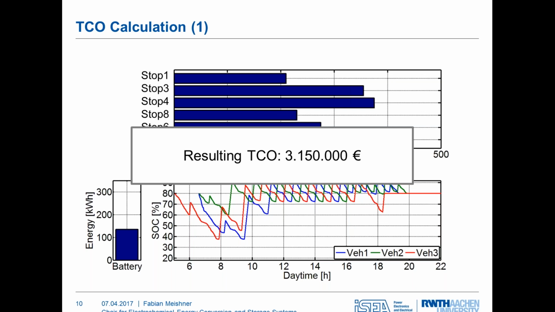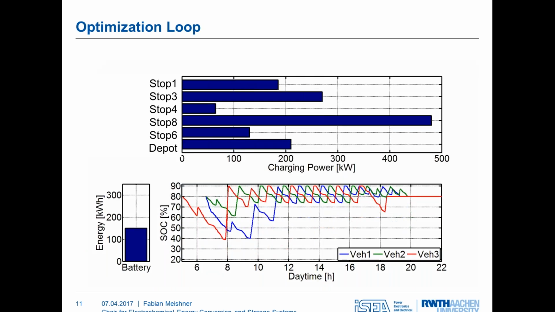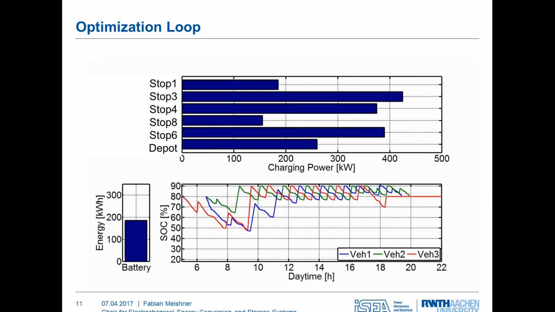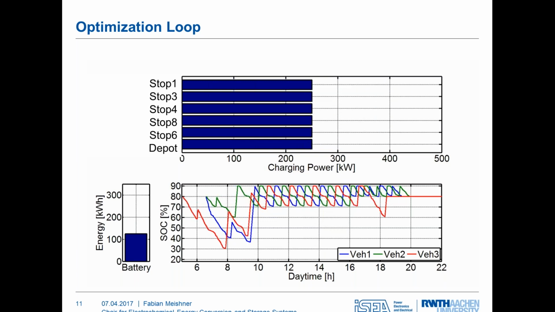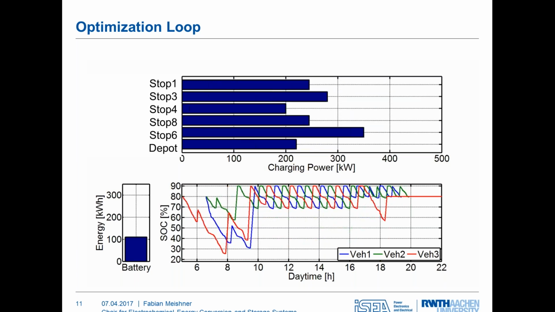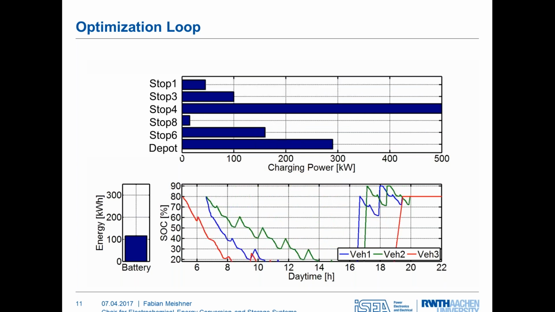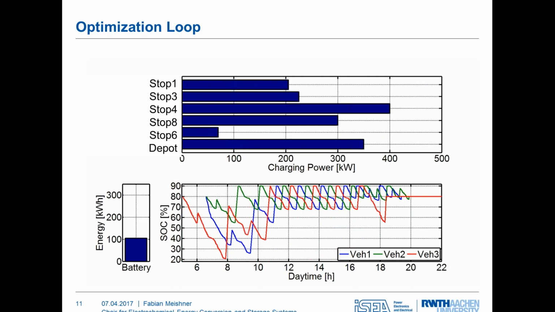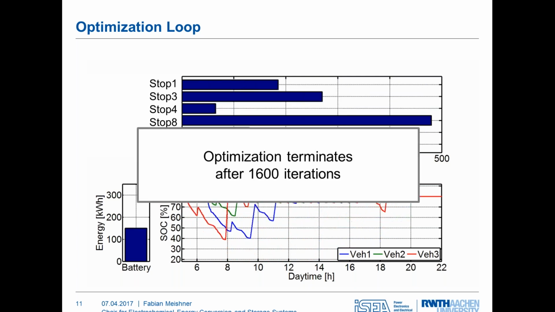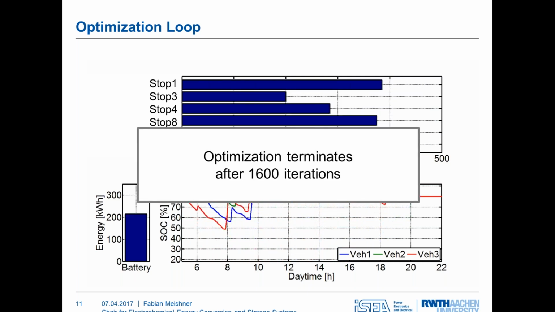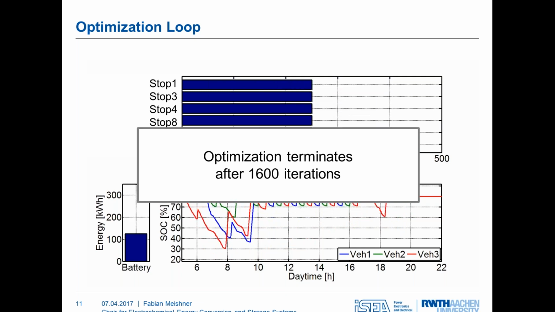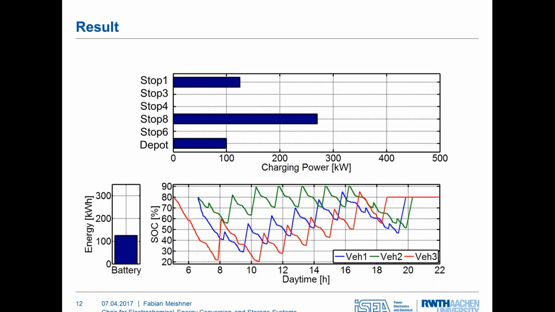So now we let our optimization loop run, and different scenarios are calculated again and again. The charging stations are changed, the battery content is changed, until in the end we have a configuration that is working, that is good, and that is cost effective. And this would be in this case after 1,600 iterations. So this would be our result. You can see it here.